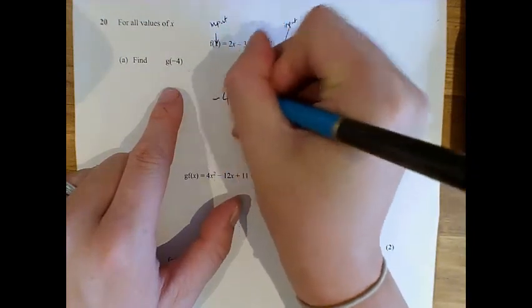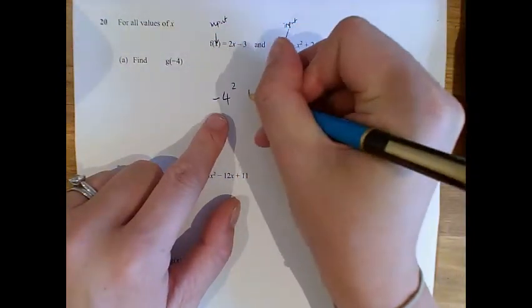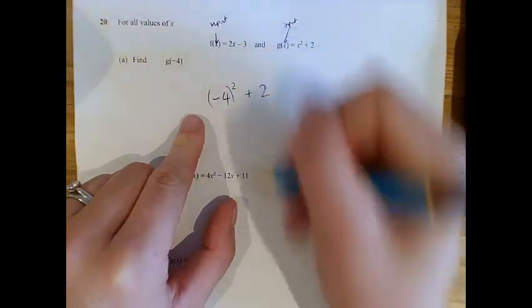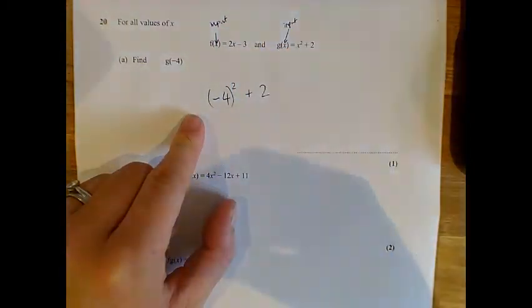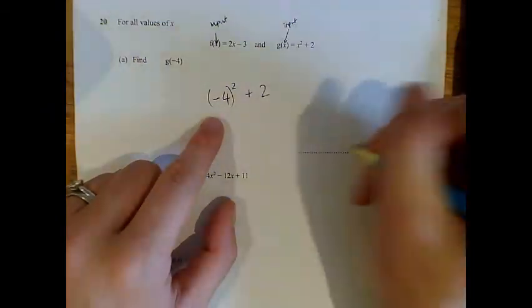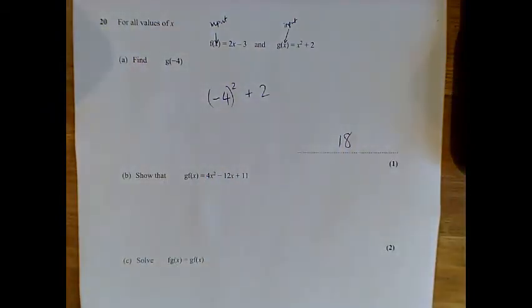Now be really careful because minus 4 squared, if you type that in your calculator, you're going to get it wrong. Remember, minus 4 squared is minus 4 times minus 4, which is positive 16. And then we add 2, so that would be 18 as my answer. There, that would be the output.